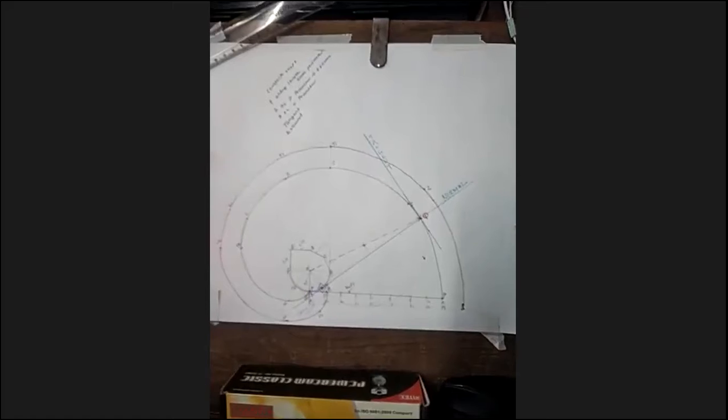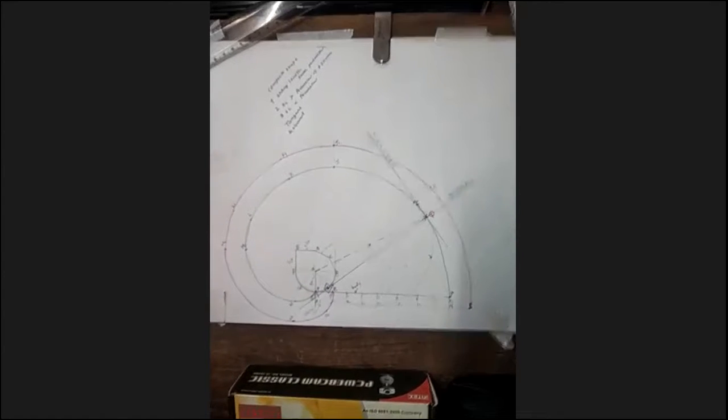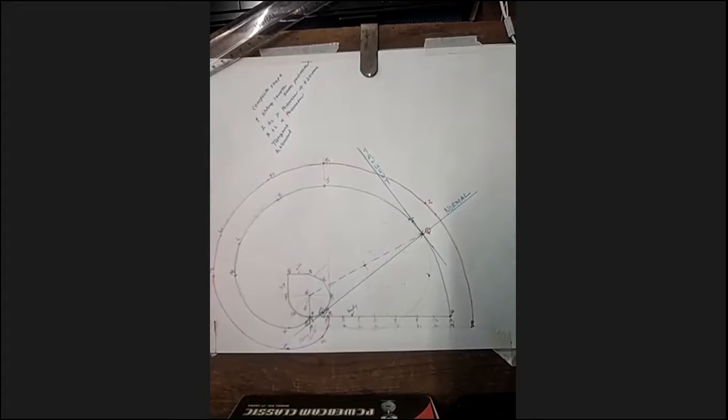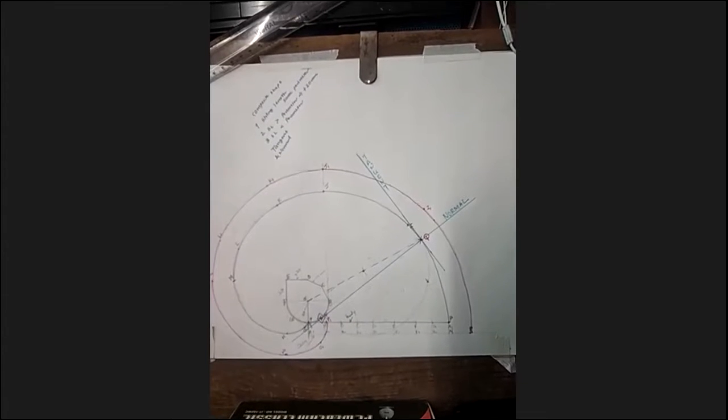So is this clear to everyone, normal and tangent also? Can you see that? Is it clear to everyone? Yes, sir. Is there any doubt now?